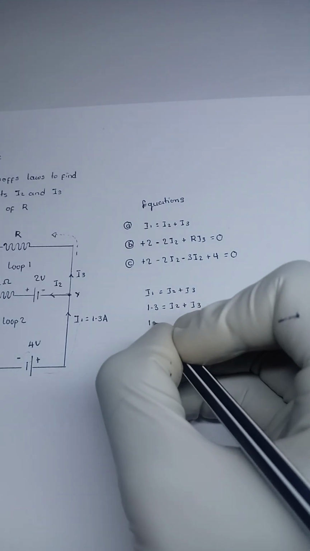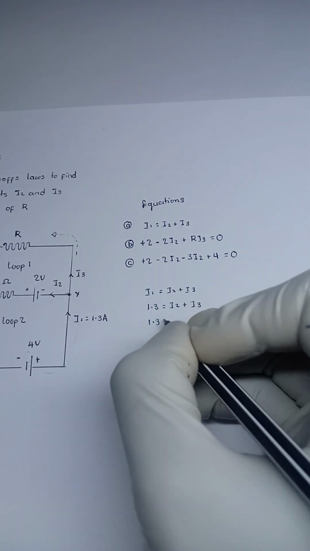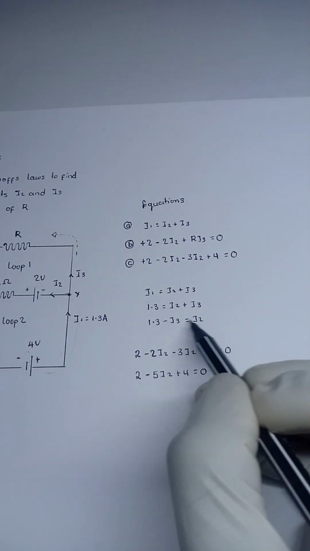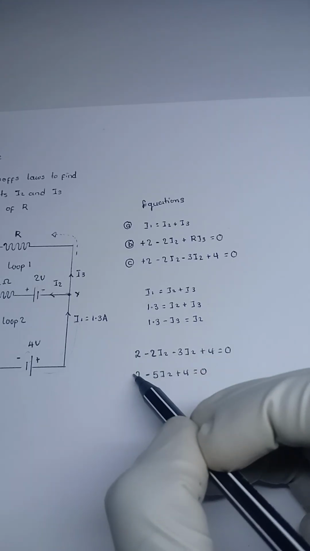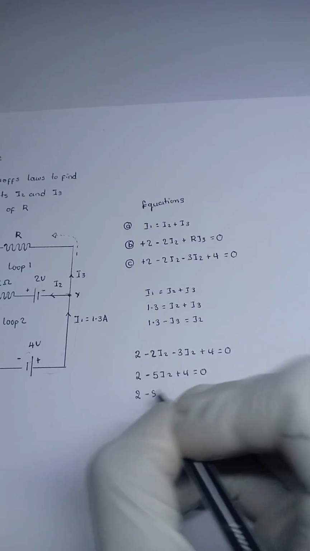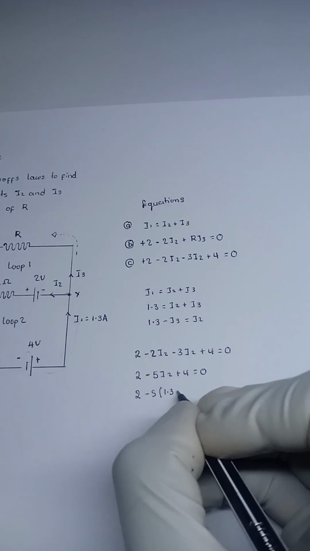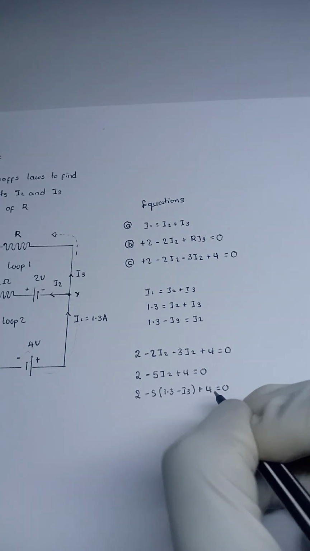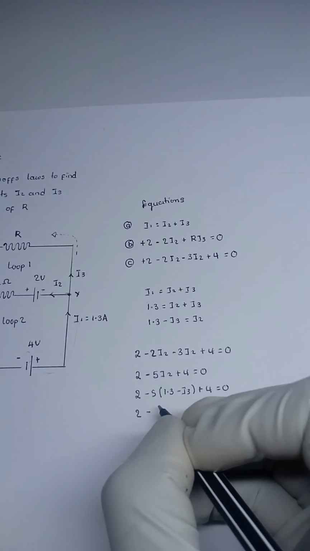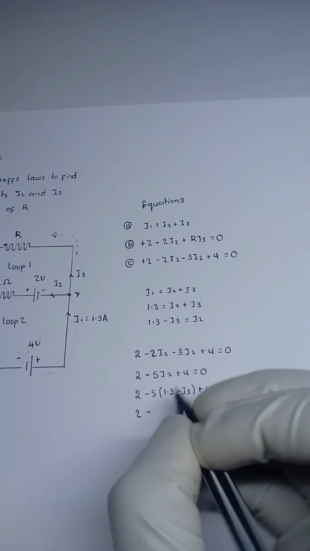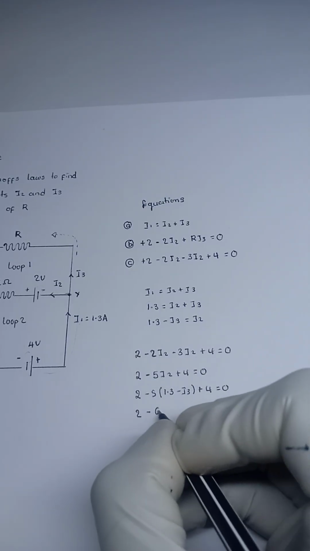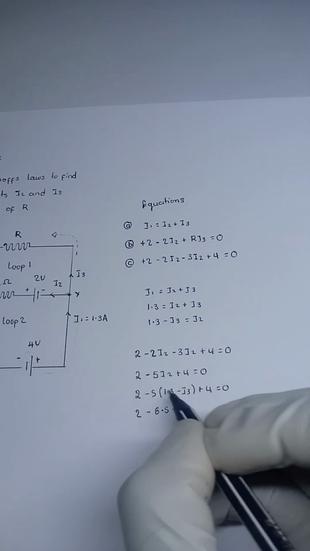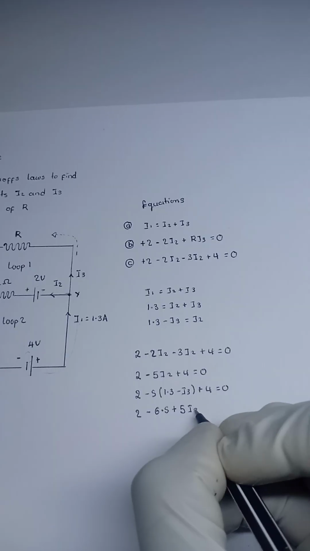So it's going to be I1, which is 1.3, minus I3, this crosses the equal sign, and it's equal to I2. So now we know that I2 is equal to this. We will substitute this into this equation. So it's going to be 2 minus 5, and our I2 is 1.3 minus I3, close the brackets, plus 4 is equal to 0. And then you're going to have 2 minus 5 times 1.3, that's 6.5, plus, negative times negative is a plus, 5I3, plus 4.